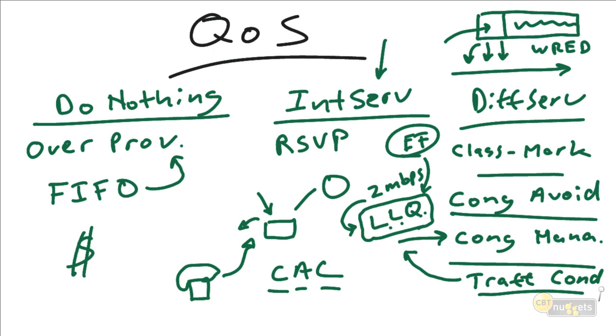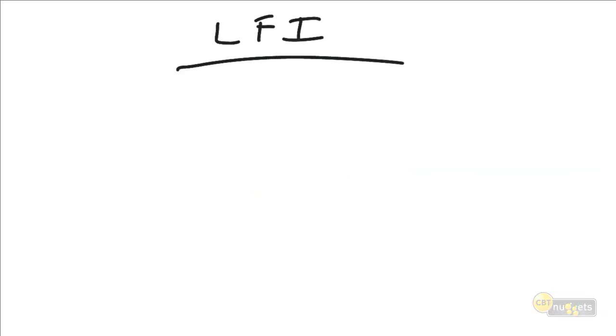The final category of differentiated services tools is called link efficiency tools. This is where we do compression, and this is where we can do another technique that is called link fragmentation and interleaving. Let me show you about that. Let's pretend that we have this interface.